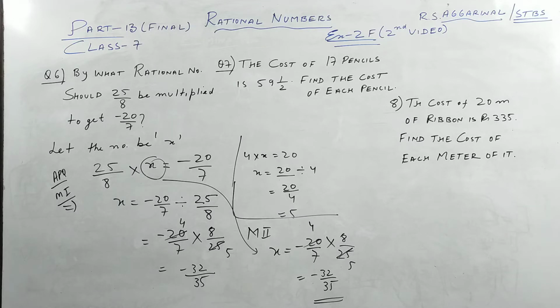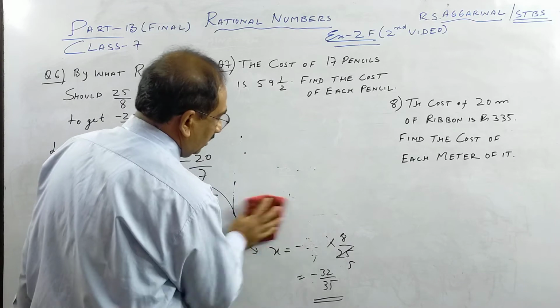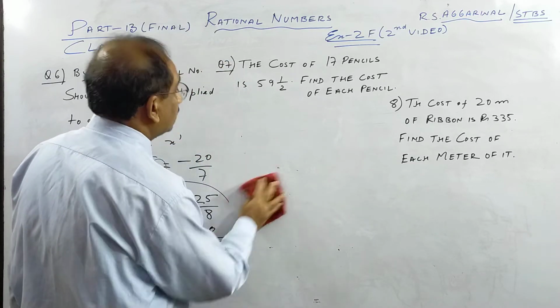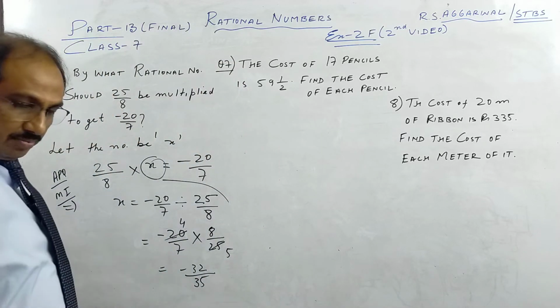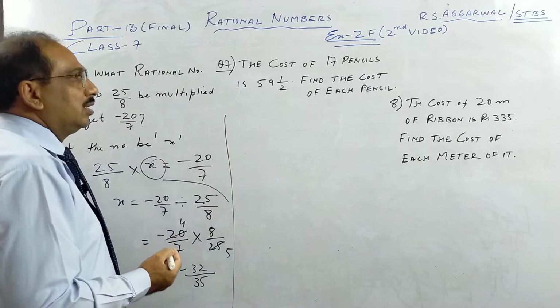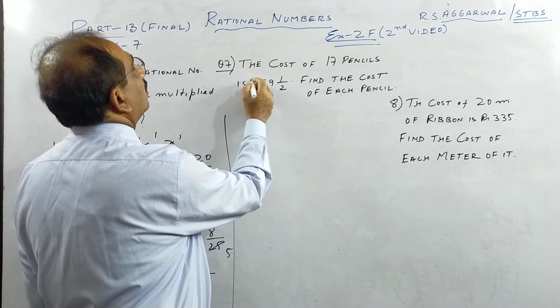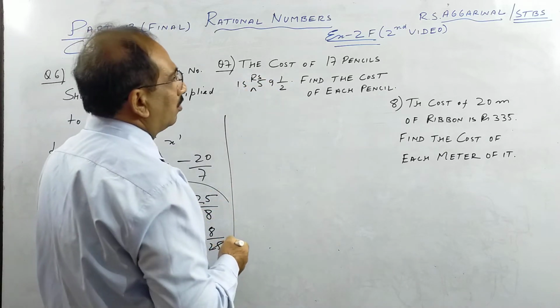Then we move on to question number 7. Kindly pause the video and write. This part I am rubbing so that I will have enough space to do this sum. So next sum, I go to number 7. Here if you see, cost of 17 pencils is rupees, I think rupees is missing, 59.5. Find the cost of each pencil.